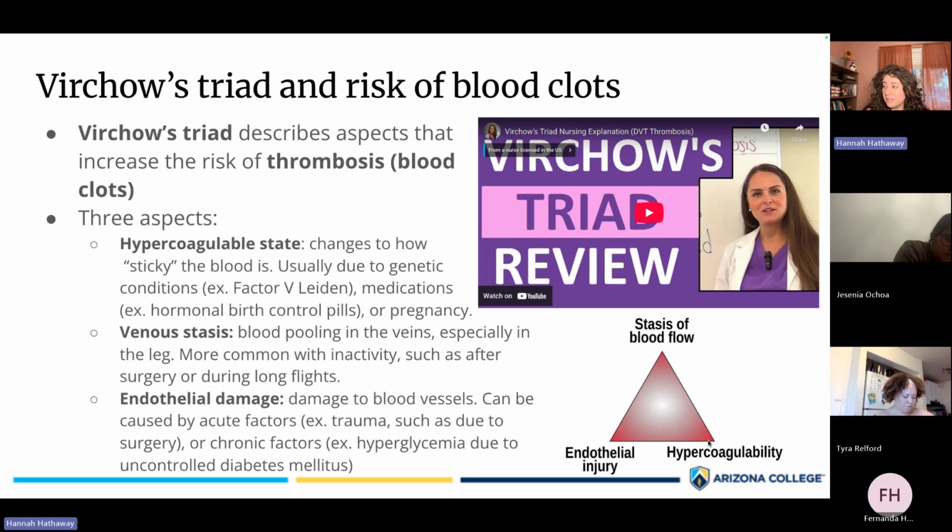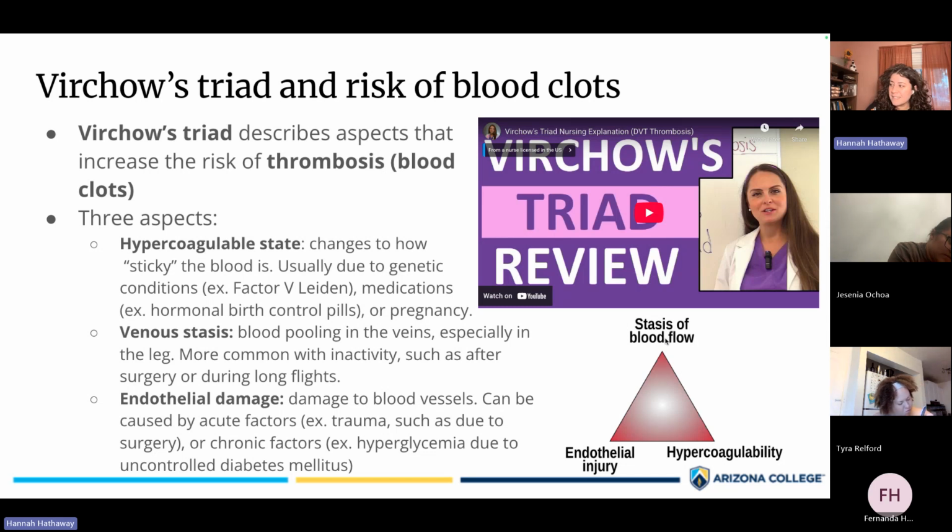Usually things that fall under hypercoagulability are genetic conditions. Like one of them is called factor V Leiden. That's actually fairly common. Or birth control pills. Some types of birth control pills can make your blood just a little more sticky. Or pregnancy. Pregnancy is actually a huge one. If you think about it, in birth, you lose a lot of blood. So your body's preparing for that by making your blood clot more easily. But then obviously that can also increase the risk of blood clots. So that's thing number one, hypercoagulability.